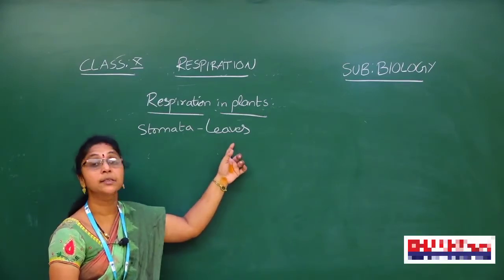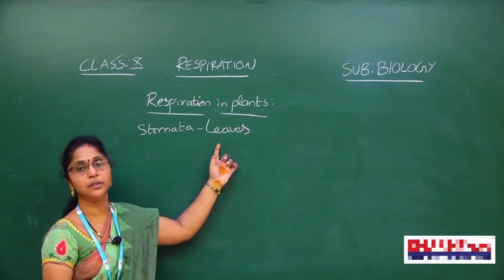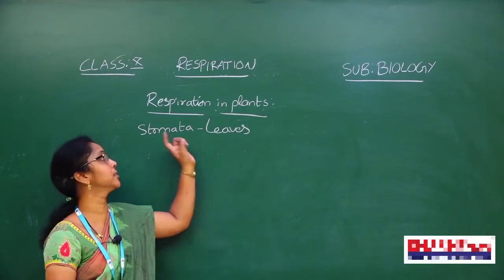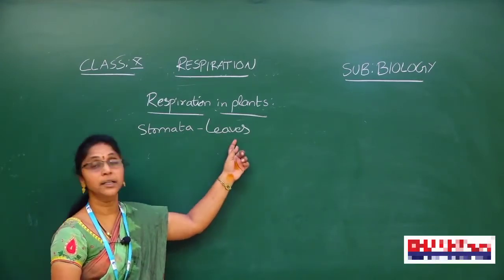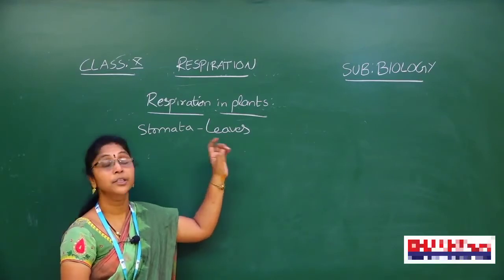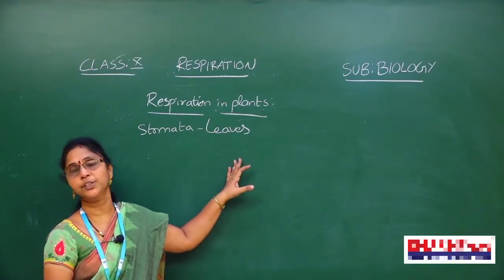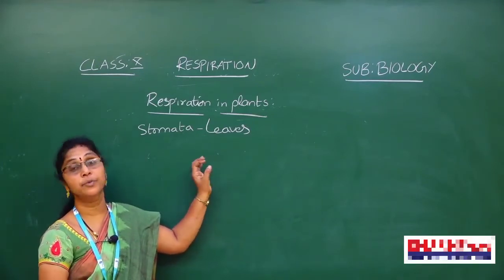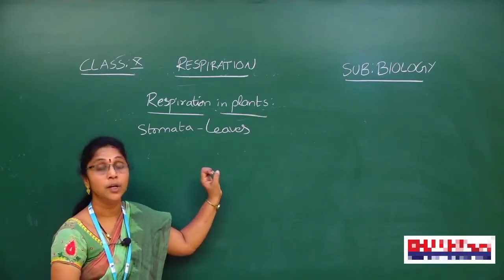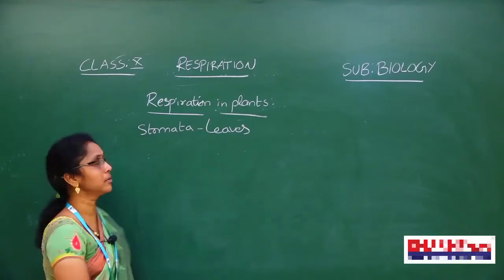Not only that, gaseous exchange also occurs here. How does gaseous exchange occur? Through stomata. Where are they present? In leaves. And there are still some more respiratory organs, not only the stomata, to perform respiration in plants. What other respiratory organs can we see?